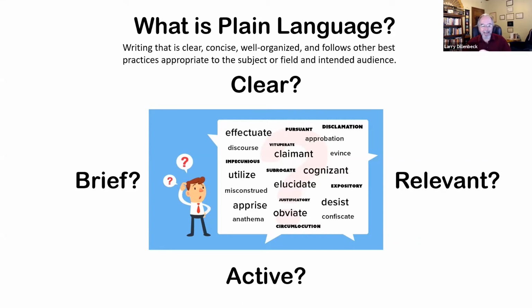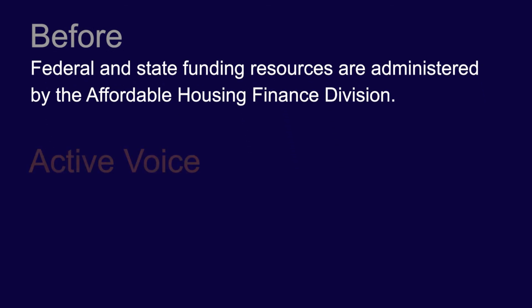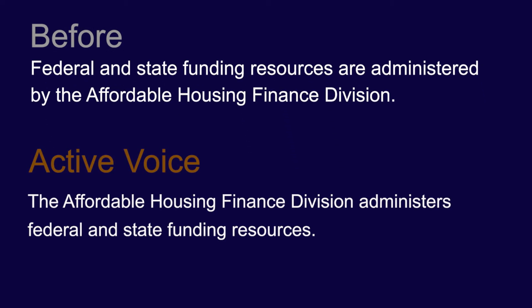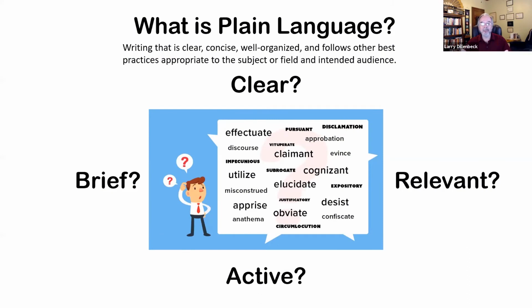That also adds clarity to the communication, and it makes it sound more action oriented. So for example, if we were to say something like, federal and state funding resources are administered by the Affordable Housing Finance Division, it would be more clear to say the Affordable Housing Finance Division administers federal and state funding resources. Now, even though that sentence itself is still rather long, it is in the active voice. And we'll get into how to make it shorter, more concise here shortly.